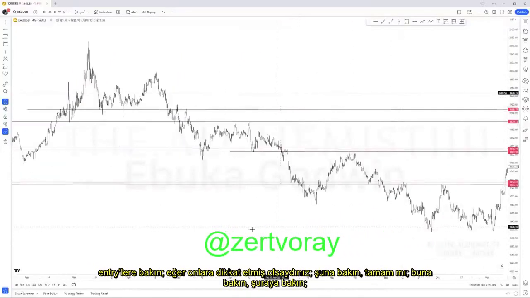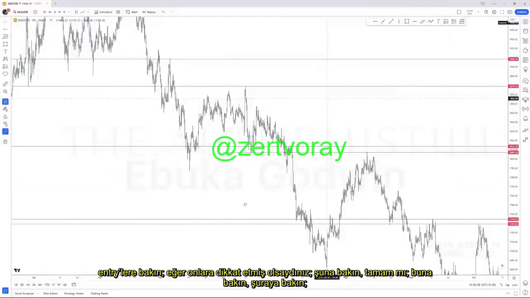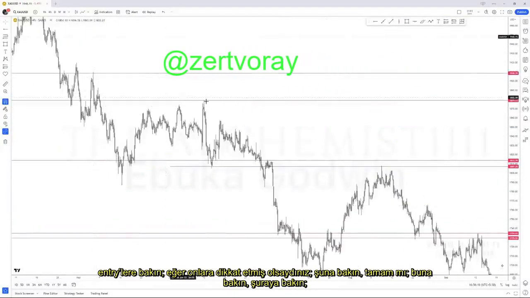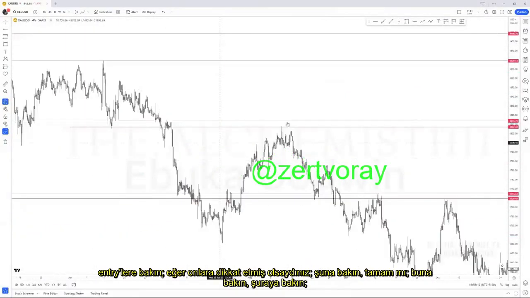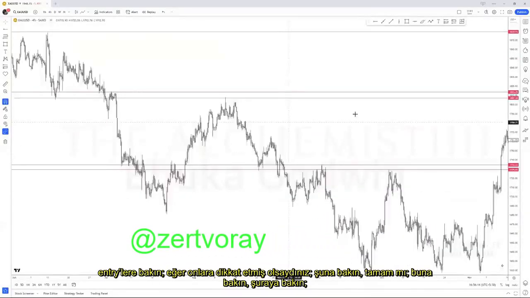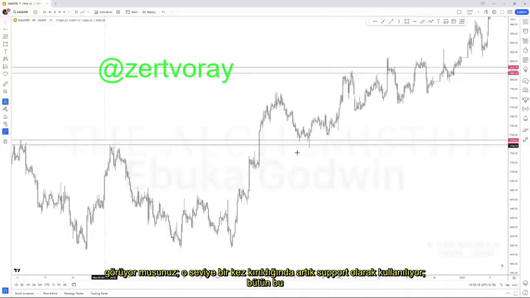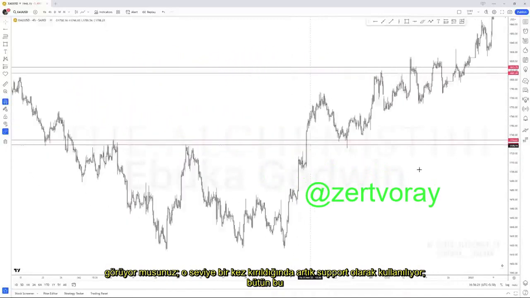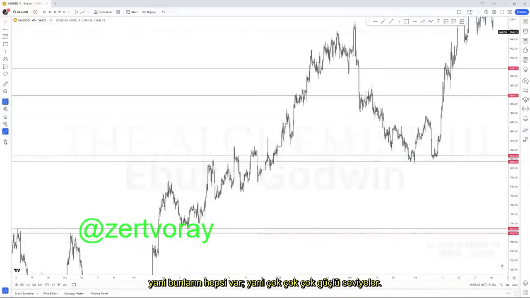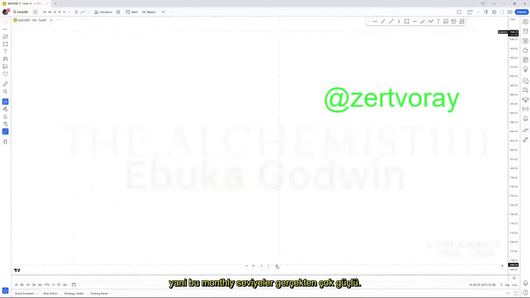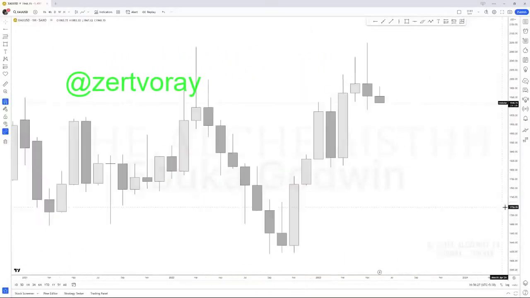Look at the entries if you paid attention to them. See this? Look at this. See that? Once that level is broken, it is being used as a support. We have all of that. So very, very strong. These monthly levels are very strong. Like, look at this. Even this.